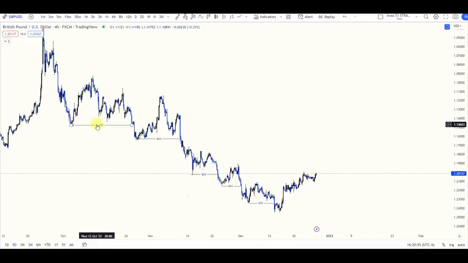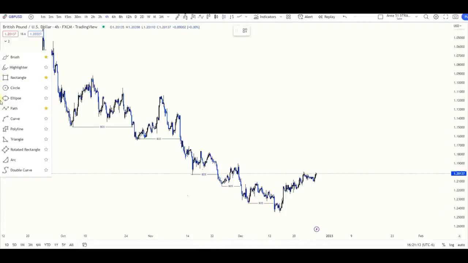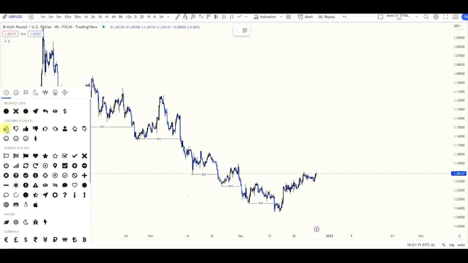So use the wicks. So we have a structure: low, lower high, lower low, lower high, lower low, lower high, lower low, lower high, lower low, higher highs. So what happened here? The market grabbed all the liquidity here. Let me just mark that real quick and show you guys what it looks like. Boom, boom.